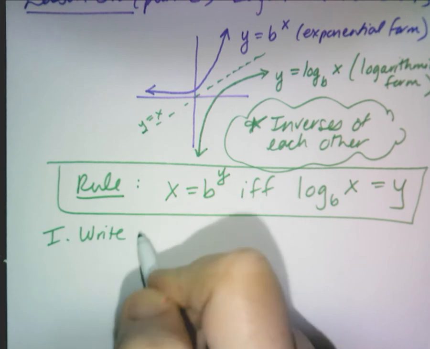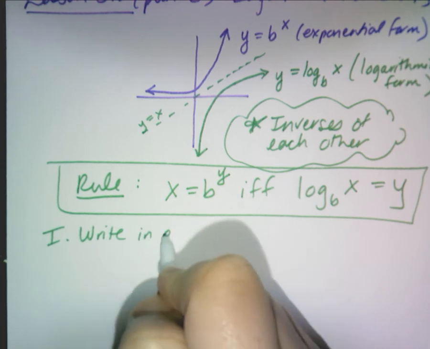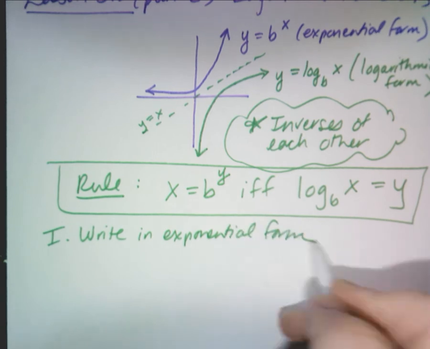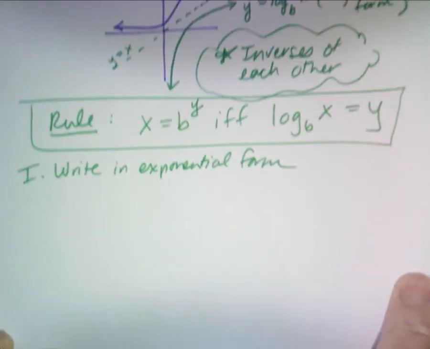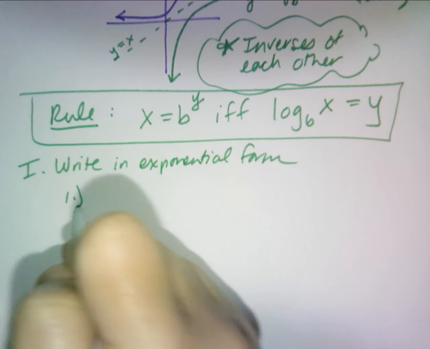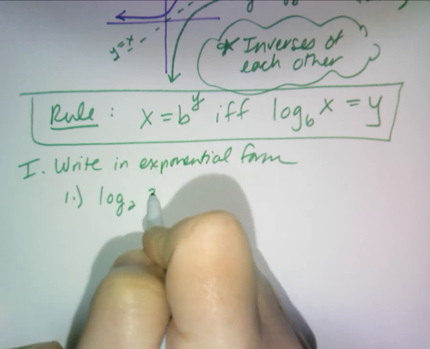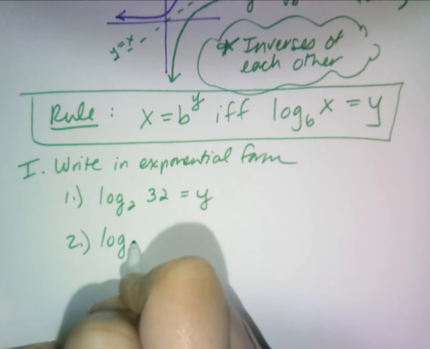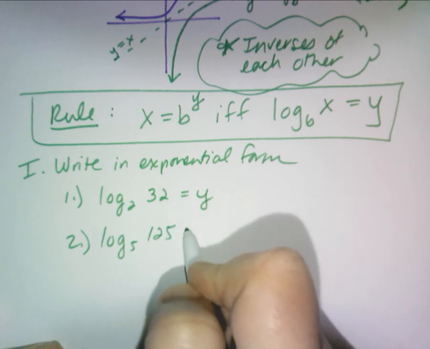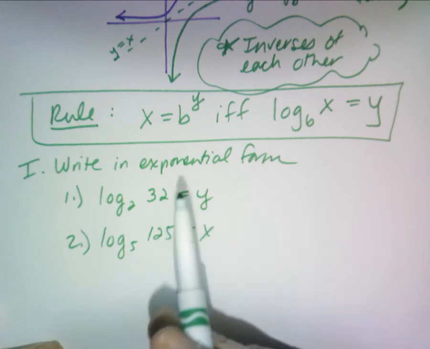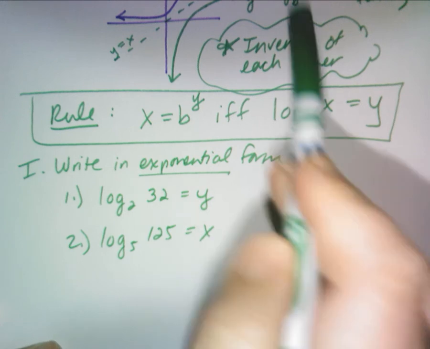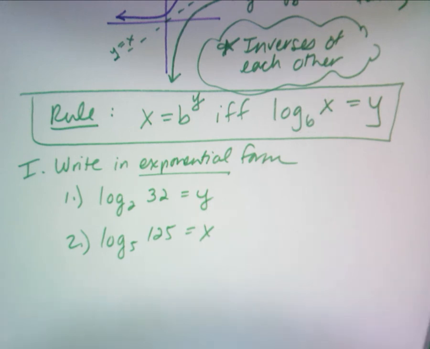So all you have to do for homework tonight, and this is what the first part of your homework is going to be, it's going to say, write in exponential form. We'll just do two quick examples. Log base 2 of 32 equals y. And log base 5 of... not solve. It doesn't say solve. It just says write it in exponential form, meaning I want this to look like the inverse, which is an exponent.